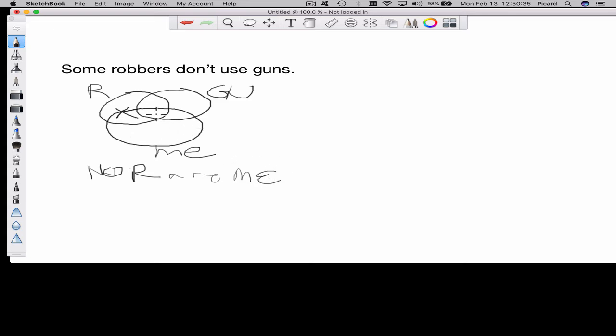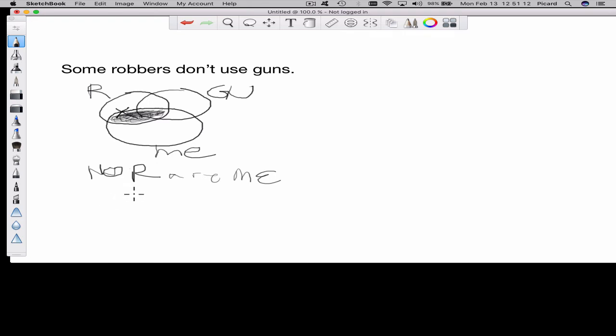If there are no robbers that are meditation experts, I'm just dealing with the robber circle and the meditation expert circle, and it's saying there's nothing in there. This is a robber that's a meditation expert right here. It's a gun-using robber that's a meditation expert, but they don't exist. This second premise says no robbers are anywhere in the meditation expert circle. So all of this gets shaded away, including that bottom caret. So the first premise, some robbers that don't use guns, has to be this top caret right here. I hope that's making sense.